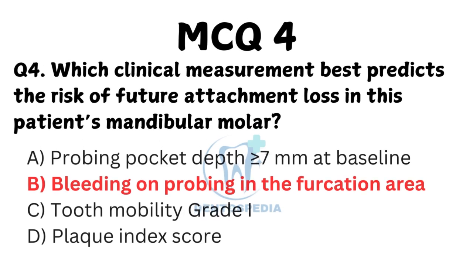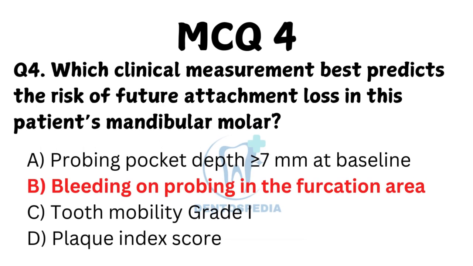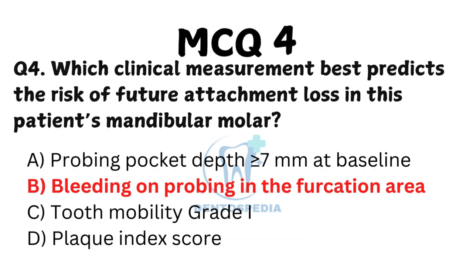The correct answer is B. Bleeding on probing in the furcation area. Why? While deep pockets indicate severity, it is bleeding on probing that is the strongest predictor of future periodontal breakdown. Persistent bleeding reflects ongoing inflammation and active disease. Now the other options. A deep pocket shows current severity, but not necessarily activity. Tooth mobility grade 1 is mild and not a reliable predictor of progression. Plaque scores are useful for monitoring hygiene, but are not the single best predictor of attachment loss.